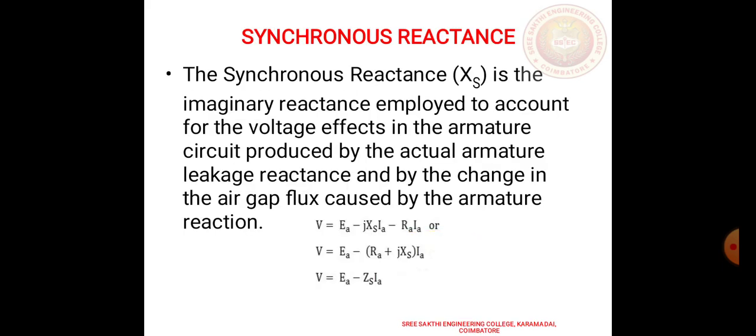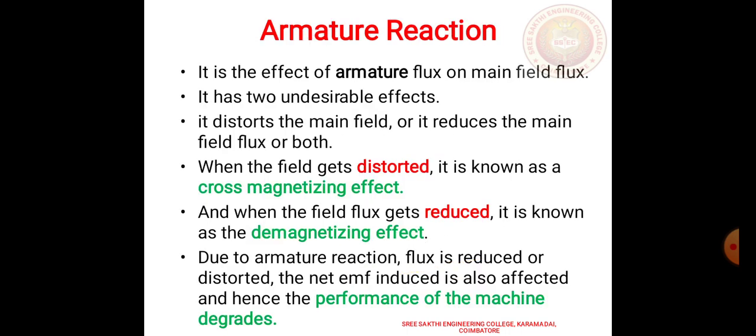Next topic is about synchronous reactance. It is the reactance employed to account for voltage effect in armature circuit, which is given by the relation given below. And next topic is about armature reaction. It is the effect of armature flux on main flux when rotor ends are short circuited. When main flux gets distorted, it is called as cross magnetizing effect, and when it is reduced, it is called as demagnetizing effect. When this occurs, net EMF induced gets affected, and hence the performance of the machine degrades.